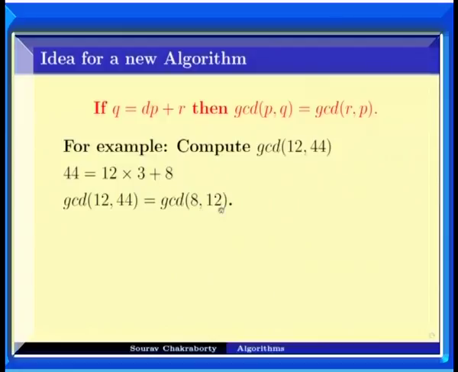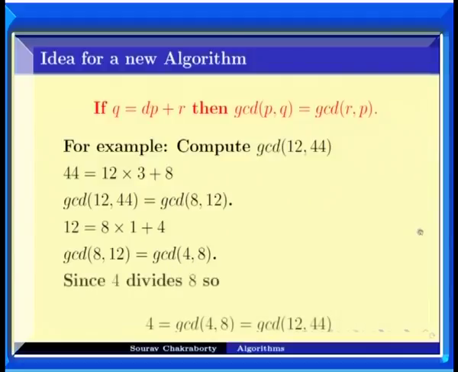Already you can see a marked difference. The numbers are going down, and this is exactly where we want to make our advantage. Again, similarly, we can write 12 as 8 into 1 plus 4, and by the property we know the GCD of 8 and 12 is equal to GCD of 4 and 8. And then finally we see that 4 divides 8, thus 4 must be the GCD of 4 and 8, which must be the GCD of 8 and 12, which must be the GCD of 12 and 44.